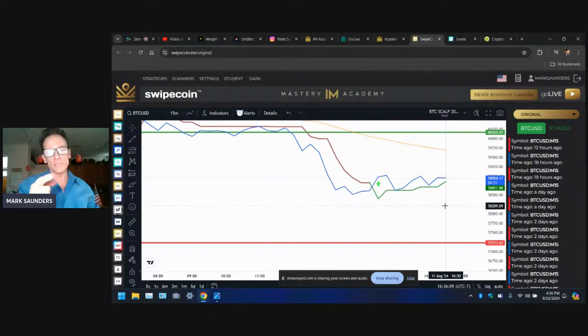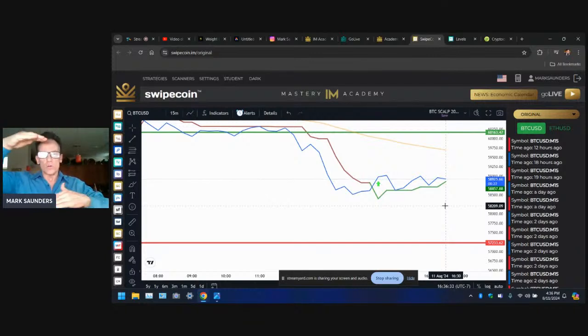This is called Swipecoin, and this is Bitcoin, which is the number one digital asset as far as cryptocurrency. This is a look at it on the 15-minute time frame. This is a very zoomed-in approach, and you can see right where it's at, really close.